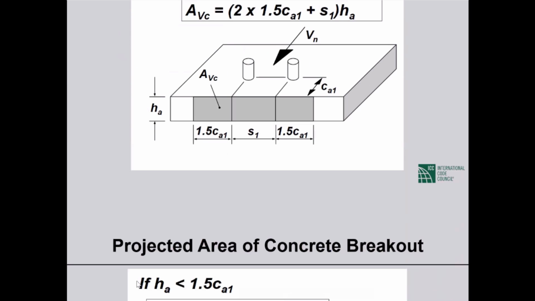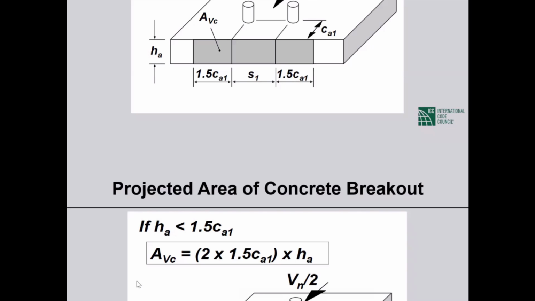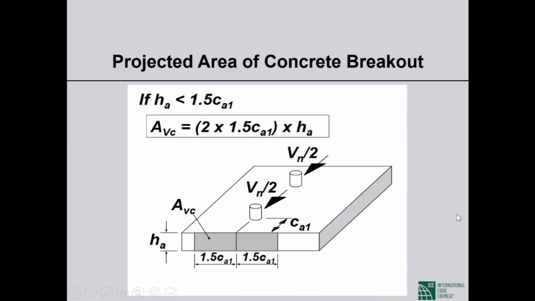This is now also a group of 2 anchors, but the shear is now parallel to the group. The depth of concrete is less than 1.5 times C sub A1.